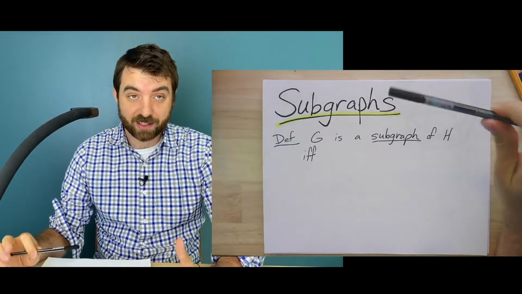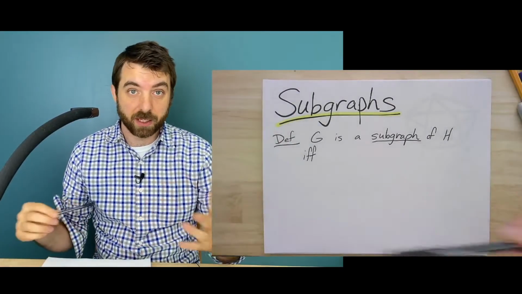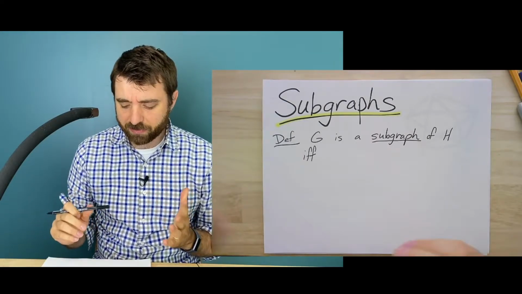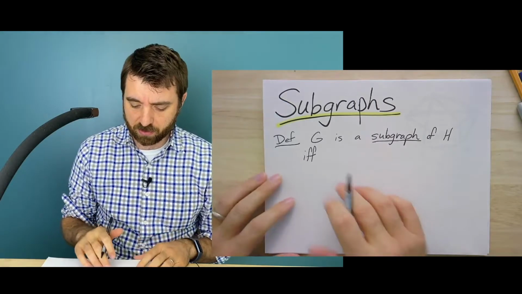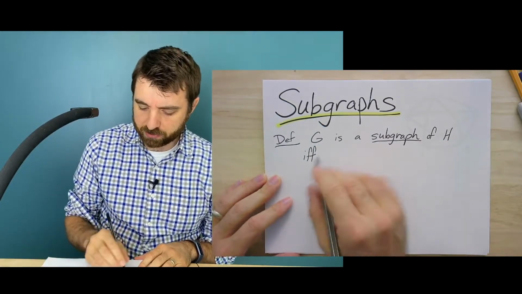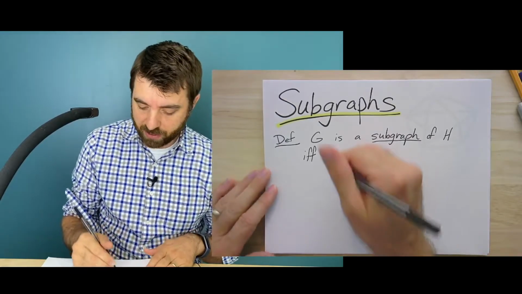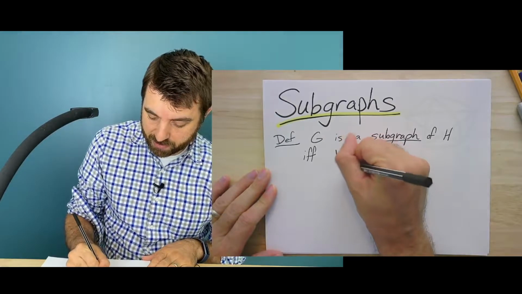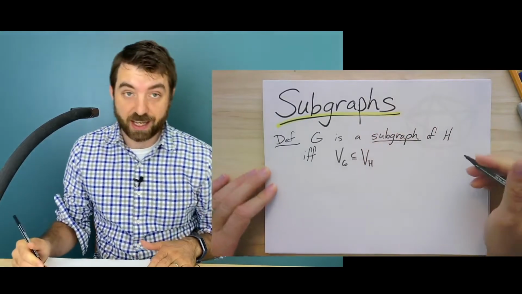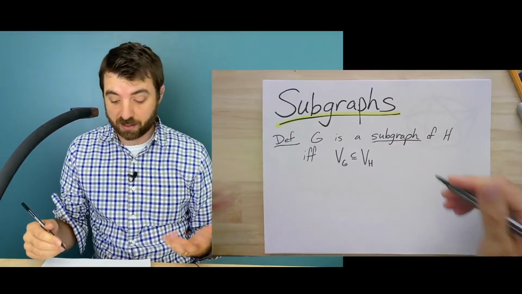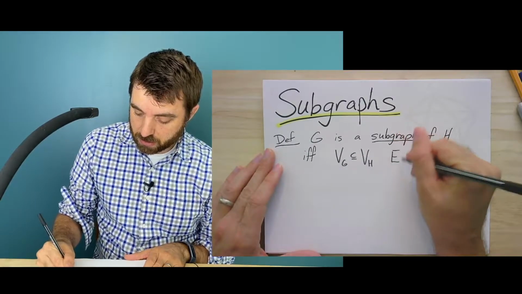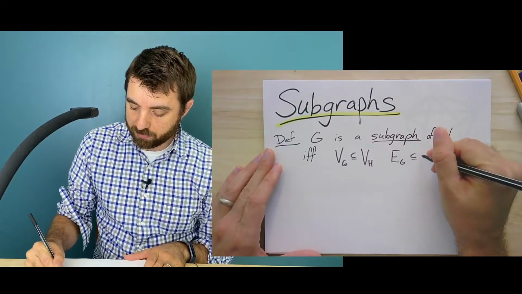subgraph. And in fact, the definition of a subgraph is going to piggyback off the definition of a subset, which makes sense because our graph is just a pair of sets. So if I have a graph G and a graph H, then we're going to say that G is a subgraph of H if its vertex set is a subset of the vertices, so VG is a subset of VH, and the edge set is a subset of the edge set of the other graph. So again, that's now EG is a subset of EH.